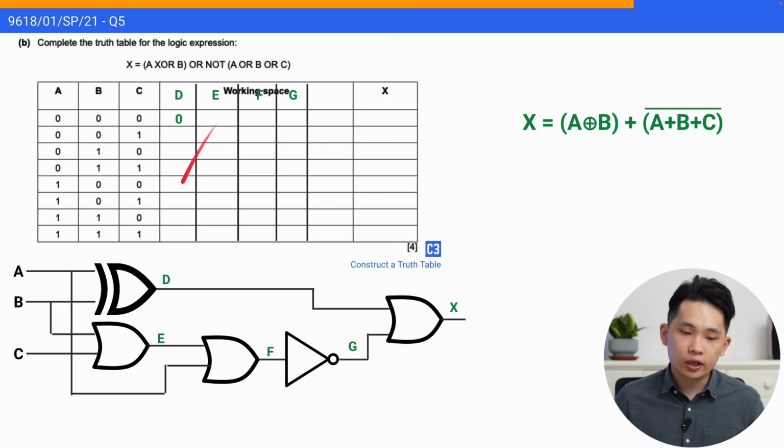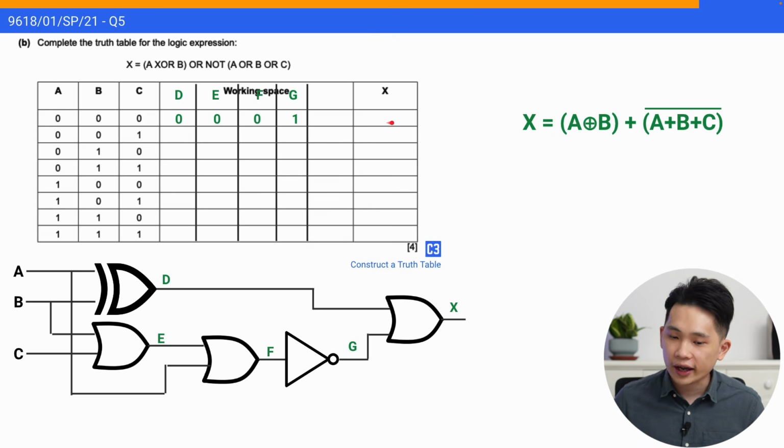And then for E, it will be based on B and C here. So 0, 0, we get 0 here. And then for F, it will be based on E and then based on A here. So what is A? A is 0 and E is also 0 here. So 0, 0, we get 0 here. And then G is the NOT gate of this F here. So it will be 1 here.